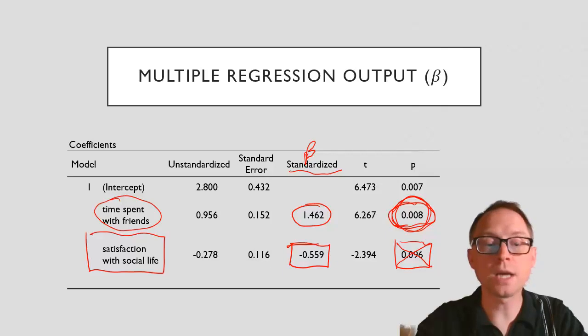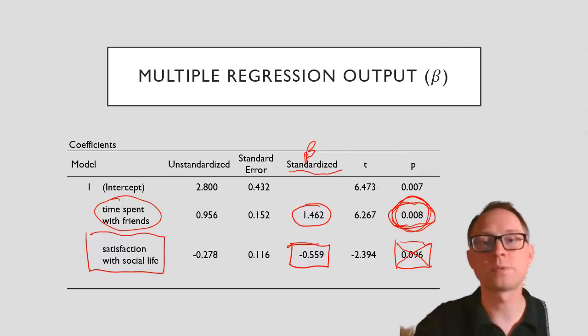So what this is saying is that time spent with friends is really the only thing that independently predicts your happiness. Satisfaction with your social life doesn't do that if you're taking out the influence of time spent with friends.